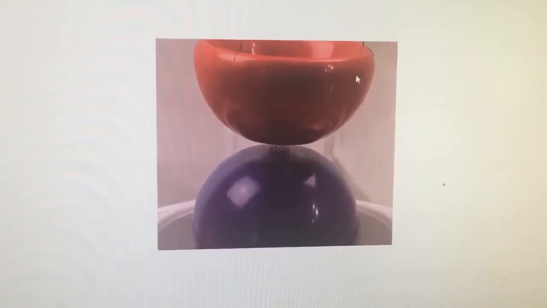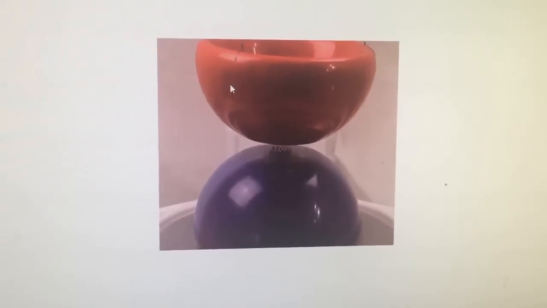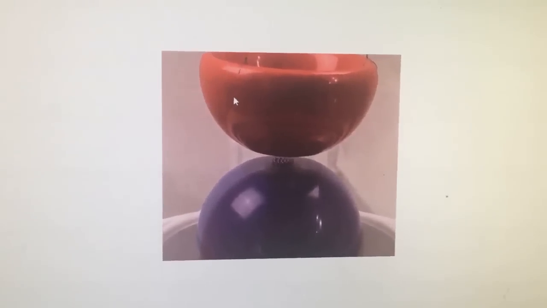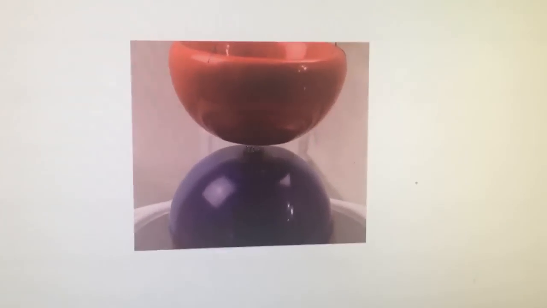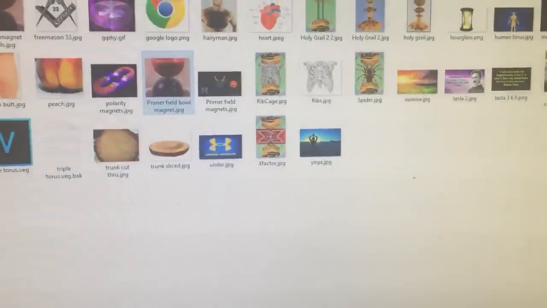And that really got me thinking about a couple of things. Firstly, the shape of these. The shape of these starts to create things that we see in our everyday world. There's a logo called Under Armour. I've actually got it here.